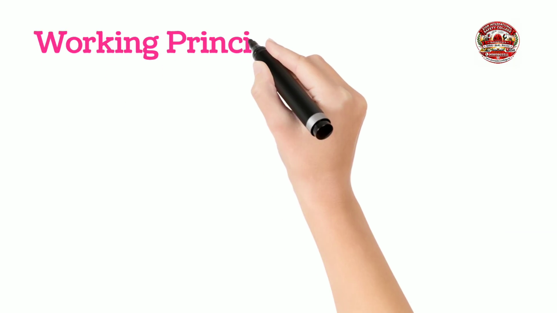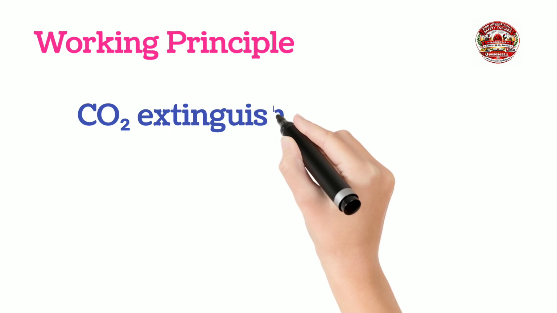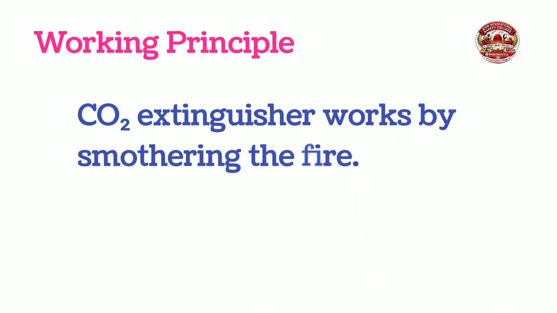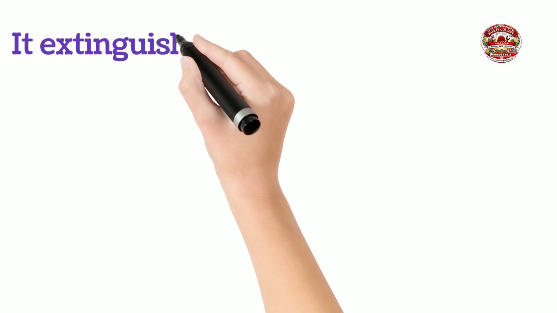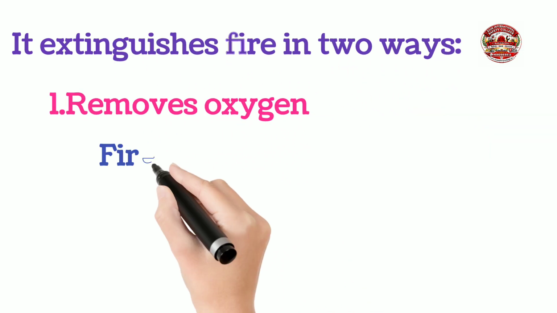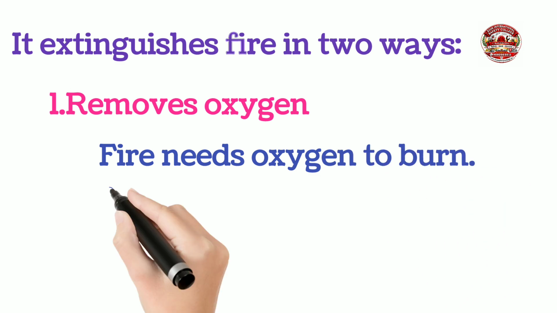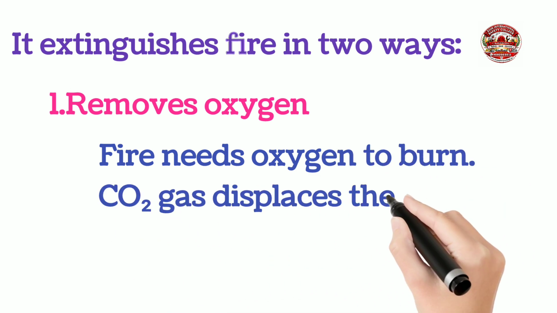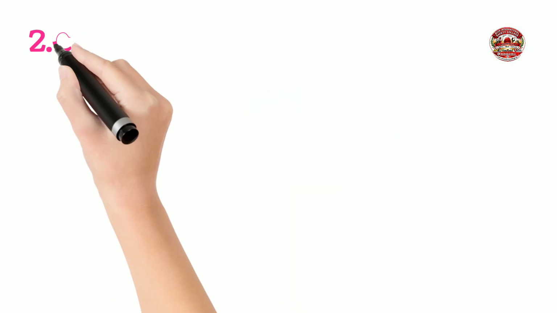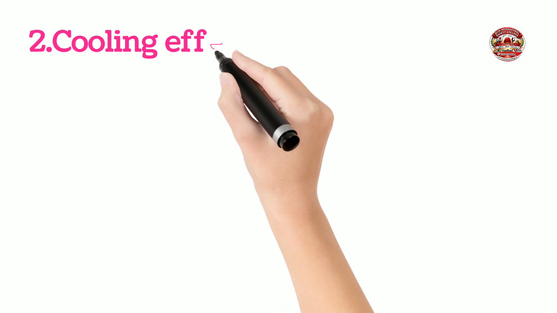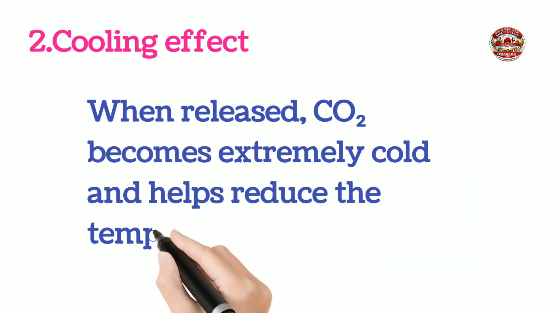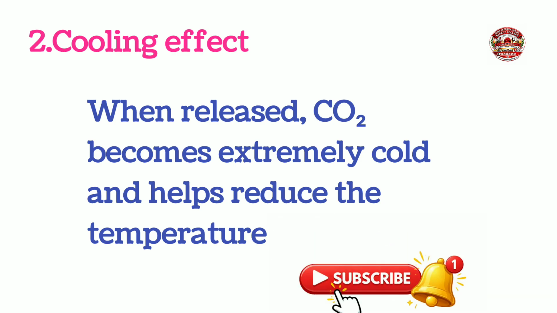Working principle. CO2 extinguisher works by smothering the fire. It extinguishes fire in two ways. 1. Removes oxygen. Fire needs oxygen to burn. CO2 gas displaces the oxygen around the flame. 2. Cooling effect. When released, CO2 becomes extremely cold and helps reduce the temperature of the fire.